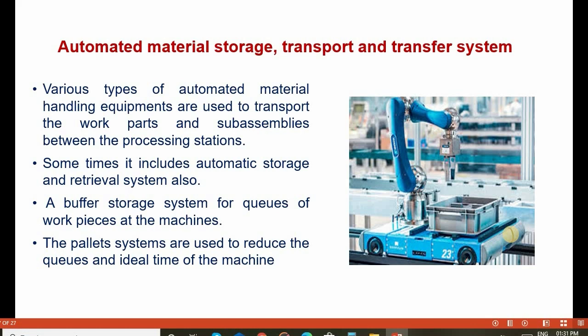The buffer storage system is for queues of workpieces at the machines. It also helps buffer the queues of workpieces at the machines in manufacturing operations or manufacturing systems. Parallel systems are used to reduce the queues and idle time of the machines. The parallel system helps reduce the queues as well as the idle time of the machines in the manufacturing system.